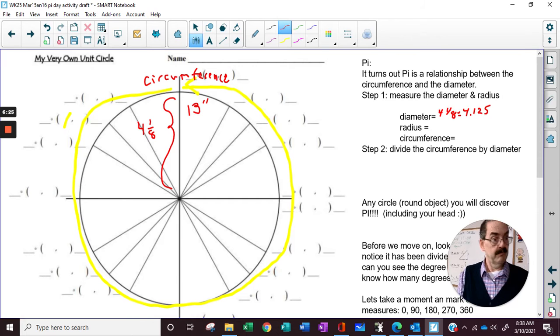Circumference. The circumference. Oh, radius. Does anybody know what the radius is?